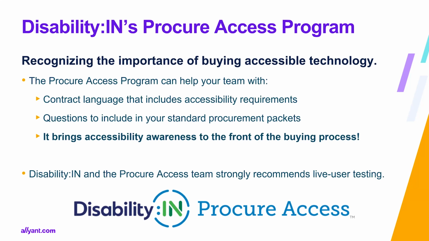So ultimately, what Procure Access can help your organization do is they have a Procure Access toolkit, it's actually called, and they can help with contract language that includes accessibility requirements that you can build into your standard procurement process, or your standard service agreements, MSAs, etc. While also getting into some questions you can include in your standard procurement packets, right? And AP and I will get to some of that today, some of our recommended questions of what we recommend organizations ask at minimum at a baseline level.